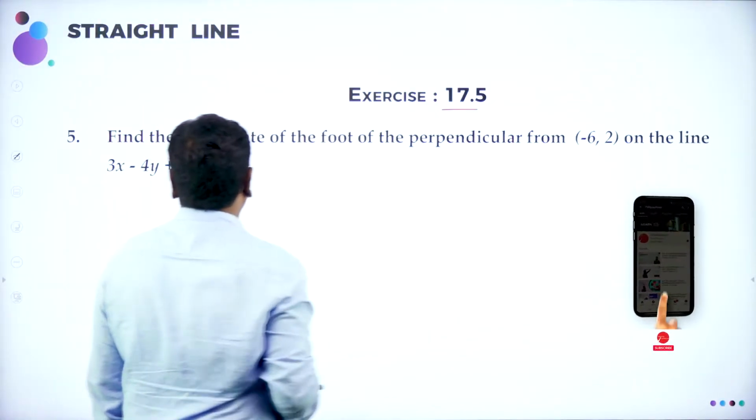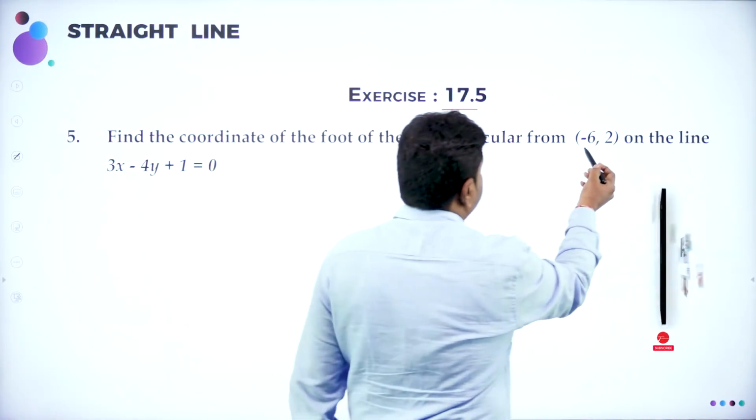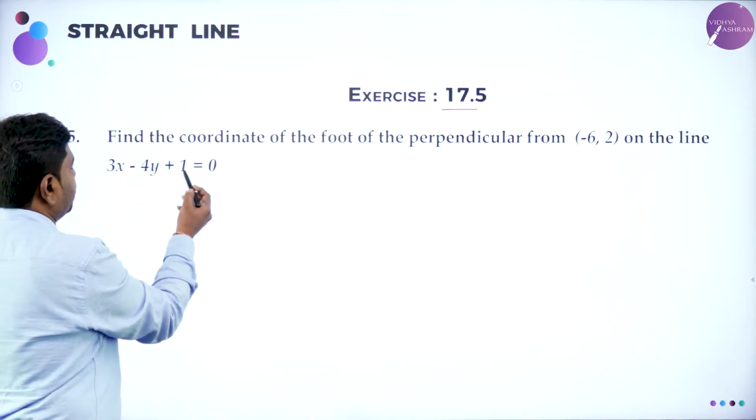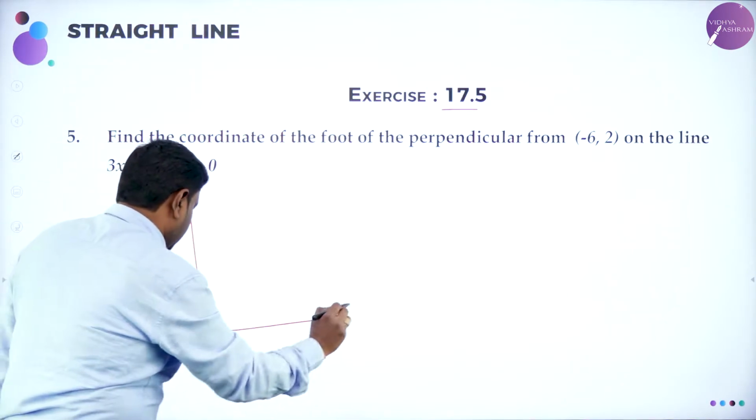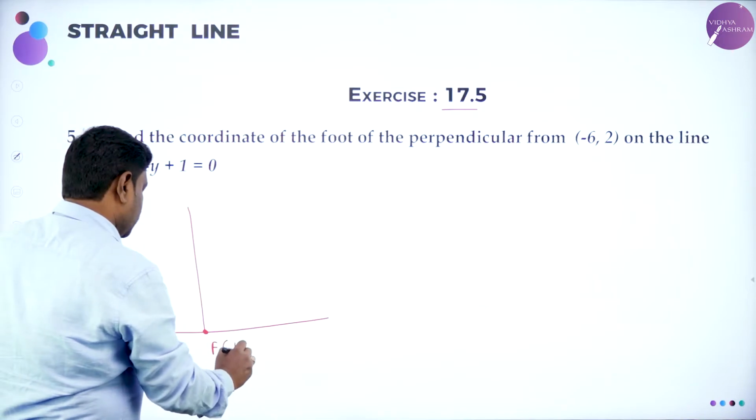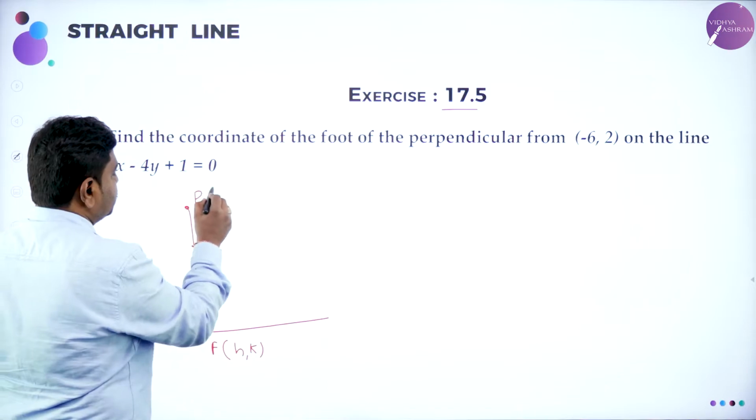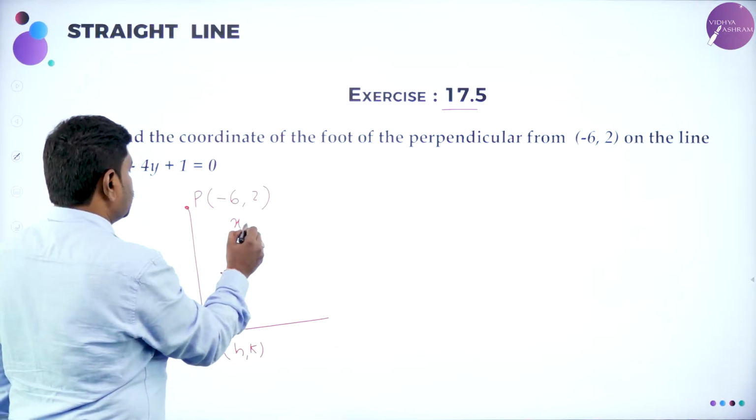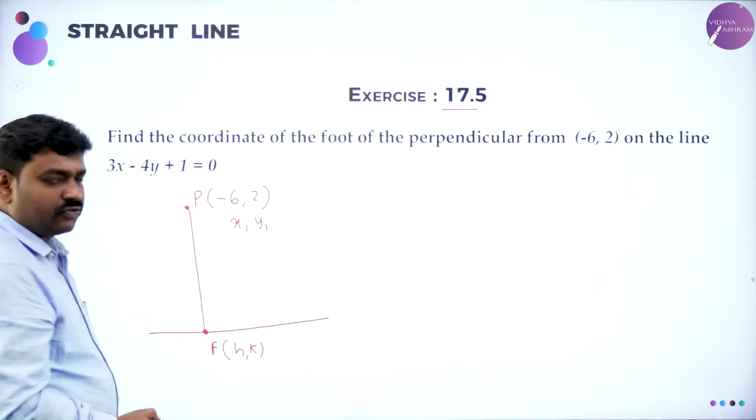Exercise 17.5. Find the coordinates of the foot of perpendicular from minus 6, 2 on the line 3x minus 4y plus 1 equal to 0. So dear students, this is the perpendicular. This is the foot of perpendicular, we call it as h comma k. And this is the point we call it as P. P is minus 6 comma 2. So x1, y1 is the point and h comma k is the foot.